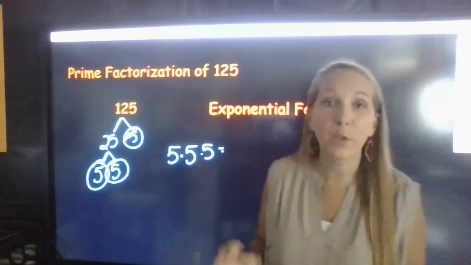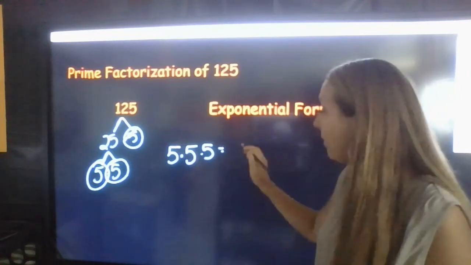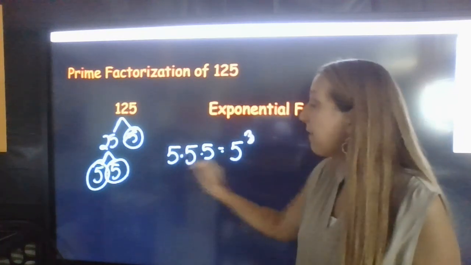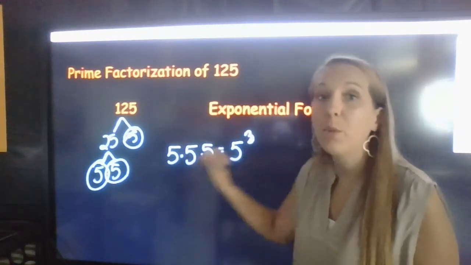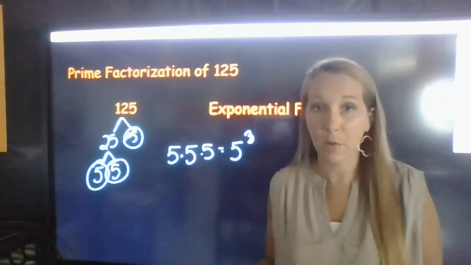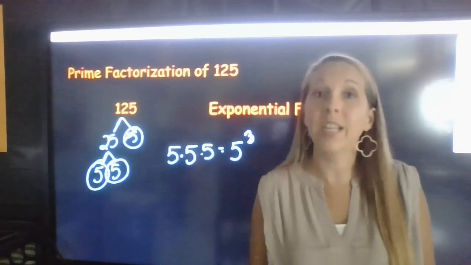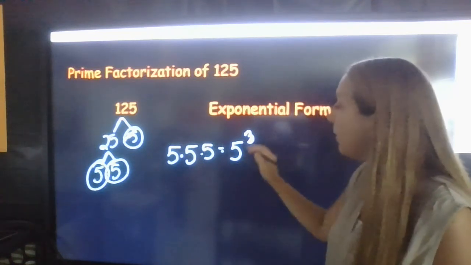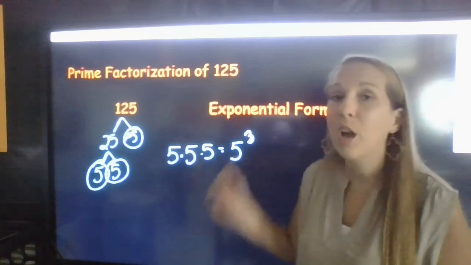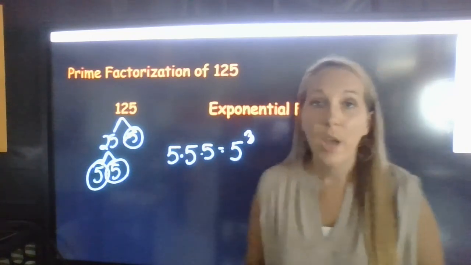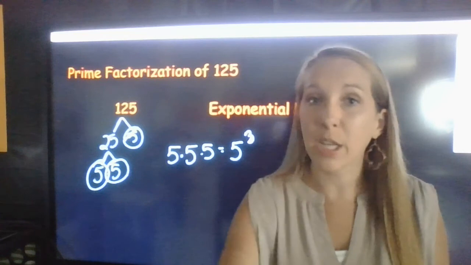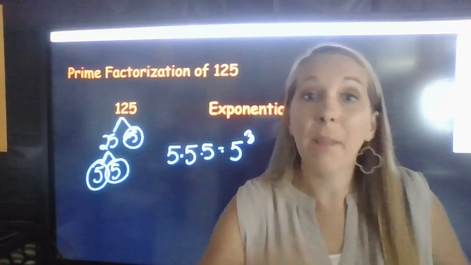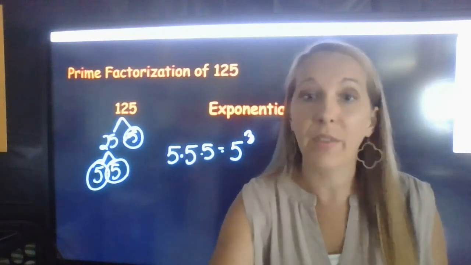And our exponential form, our base would be 5, and our exponent would be 3, because we have three 5s. So your base is what is being multiplied over and over and over, and your exponent tells you how many times to multiply the base. We have our base of 5, our exponent of 3. We can also call this 5 cubed. So just remember, anytime you're doing prime factorization, you're getting those numbers as low as they can go without dividing by 1 or itself again. Just stop whenever you get to prime numbers.